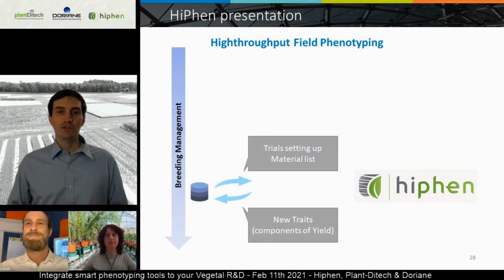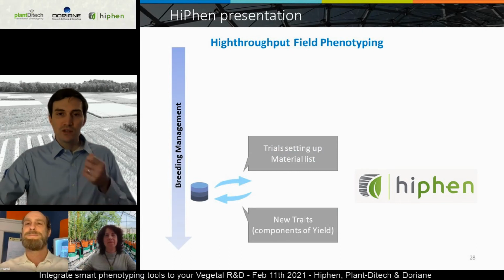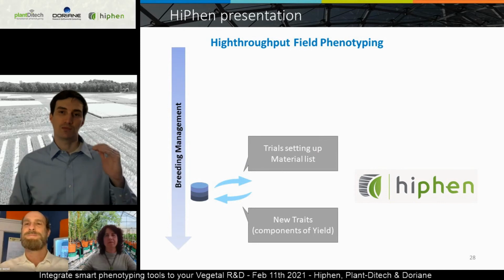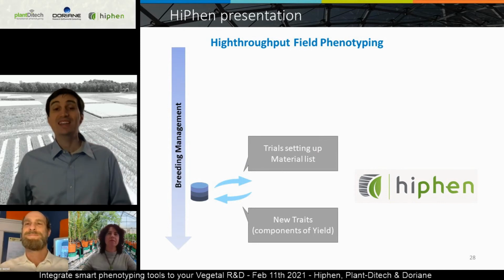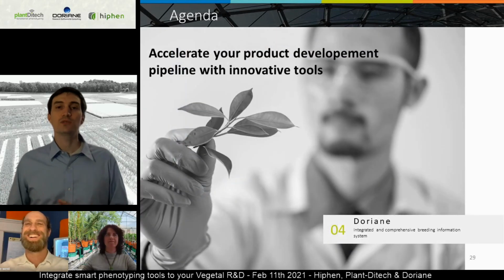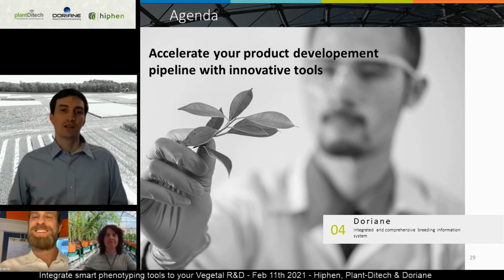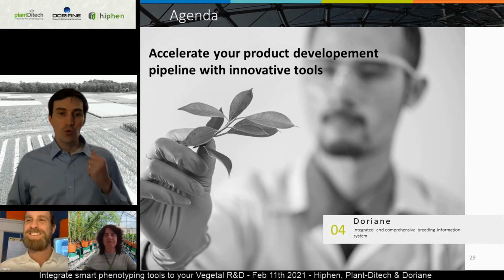Thanks, Lee. It's great to see all the benefits of field image analysis for plant breeders. Now, what information can be integrated to the plant breeding software? This phenotyping platform requires information on the trial setup and on the materials, and it generates new traits data that can be transferred in real time to the central breeding database. And now, Tristan Dumanil from Doriane will tell us more about how to integrate such phenotyping data to the plant breeding program and why it's worth it.